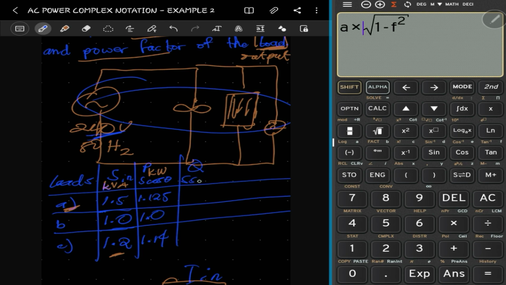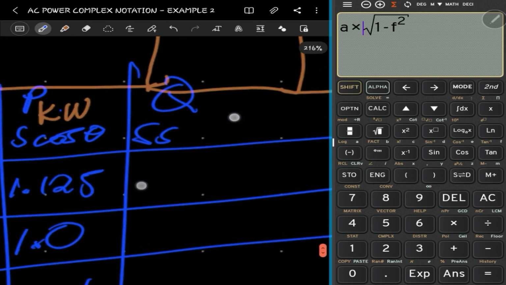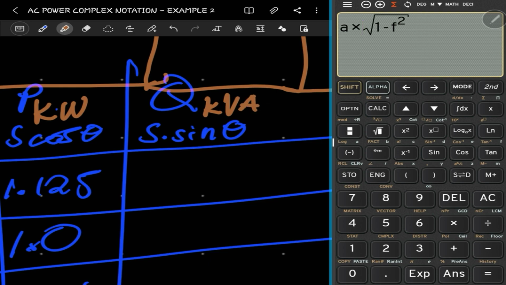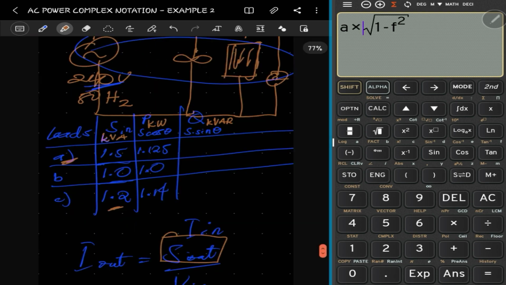That's S sine theta. Let's zoom in and write this up. S sine theta, and it has a unit of kVAR, kilo volt amperes reactive, right? So we've written the unit.